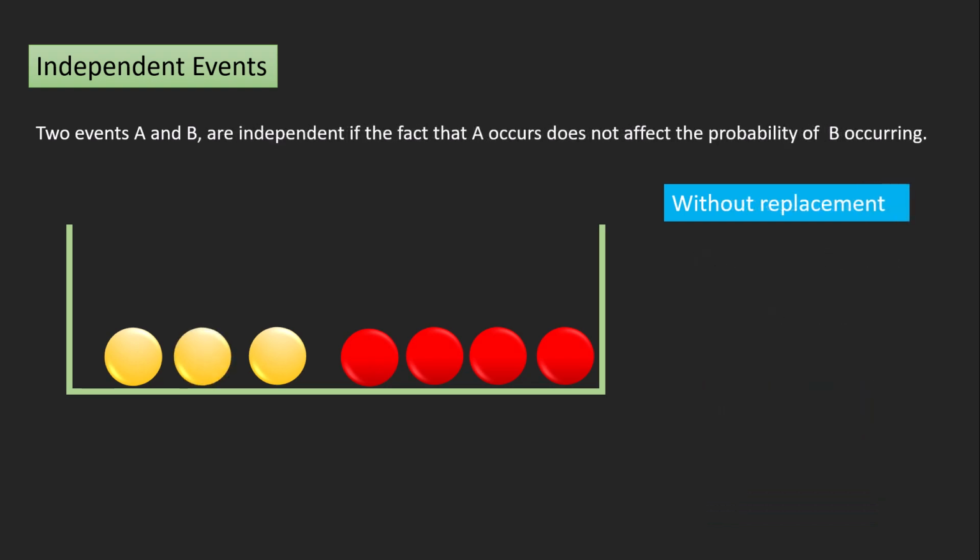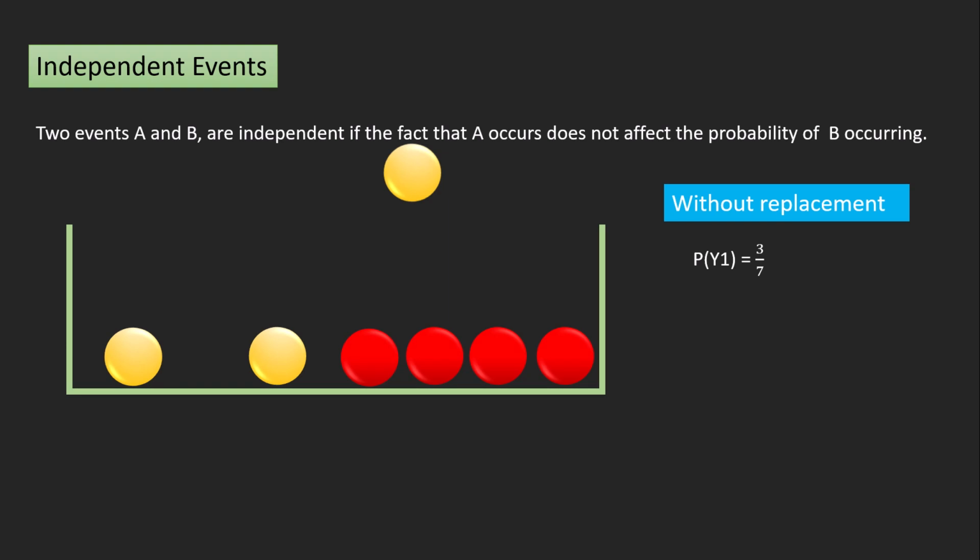Case 2, without replacement. Let's consider a different approach. We will pick a single ball from the box on the first attempt and write down the color, but this time we will leave it outside of the box. What is the probability of having a yellow ball at the first attempt? There are 3 yellow balls out of 7. Therefore, the probability of having a yellow ball at the first attempt is 3/7. We pick the first ball here and leave it outside of the box.